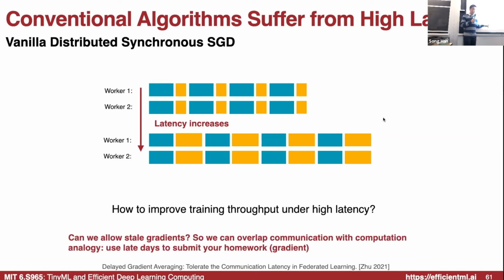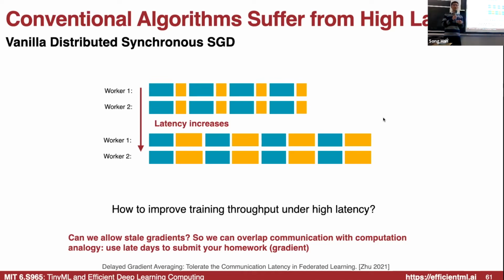Can we allow this stale gradient? Previously, the reason we cannot start the second iteration of training is because we have to synchronize. We have to wait for the gradients of different workers to be communicated with each other. Right? So can we tolerate stale gradient?